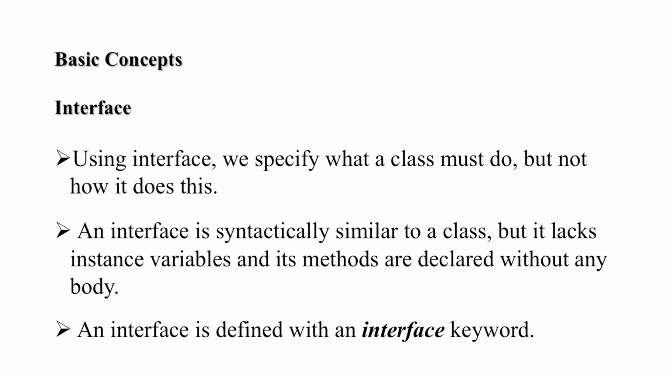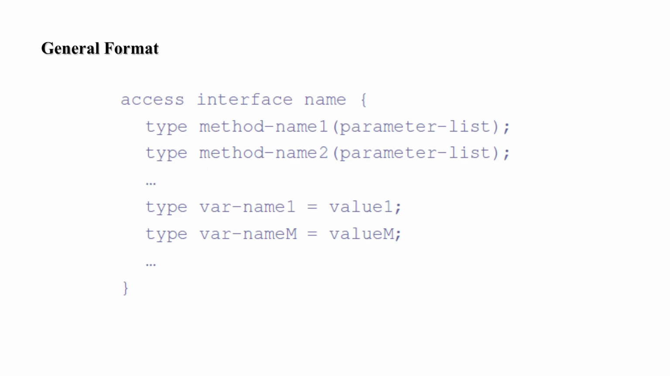First is interface. Using an interface we specify what a class must do, not how to do it. This is similar to a class, but it lacks instance variables and its methods have no bodies. An interface is defined with the keyword interface. The general format is access, interface, name. We have to declare the methods, then give the name, parameter list, etc.